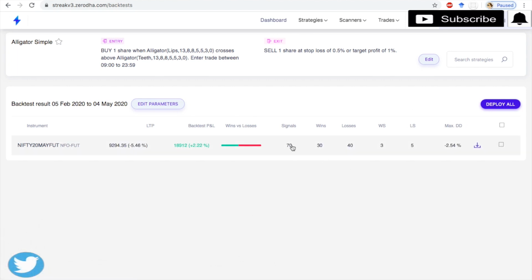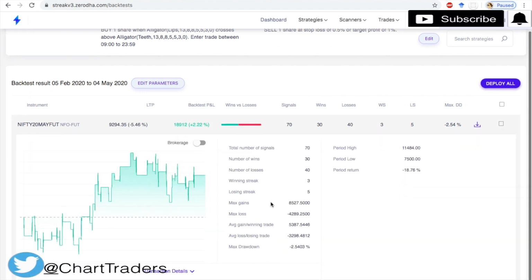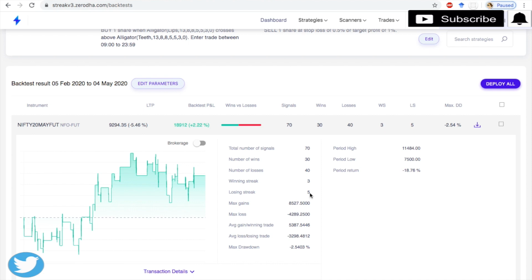So it generates 70 signals. Out of 70, 30 wins, 40 losses. Then the number of winning streak is 3, losing streak 5, maximum gain 8,500 per lot, maximum loss per trade that is minus 4,289. If you want to know about these parameters and what they mean, just watch my video on Streak parameters. The link is given below in the description box.